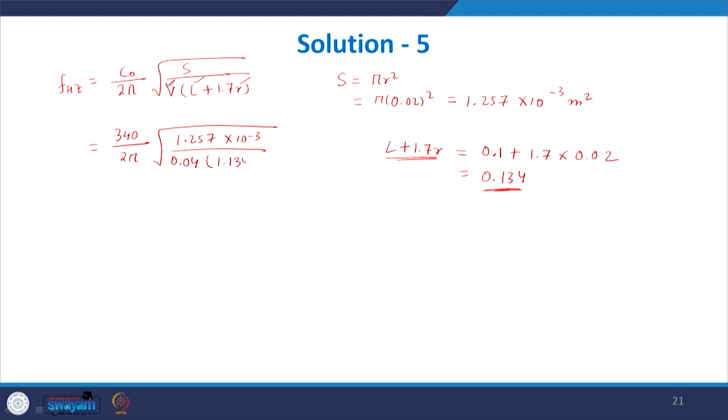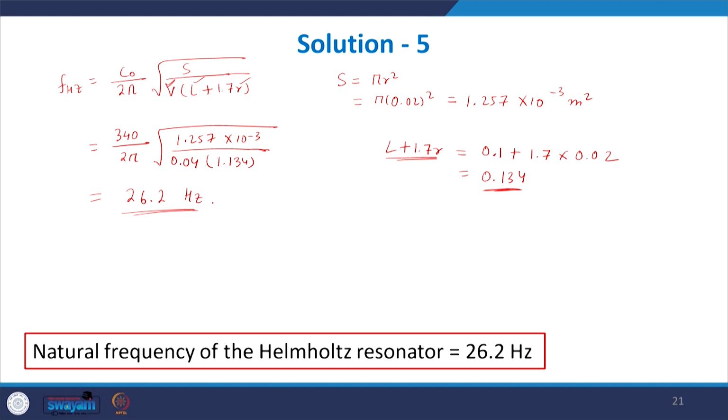So we put this value here. This is just a direct question, put all the values given to you and directly substitute them, and you get the resonant frequency. So this is the natural frequency.